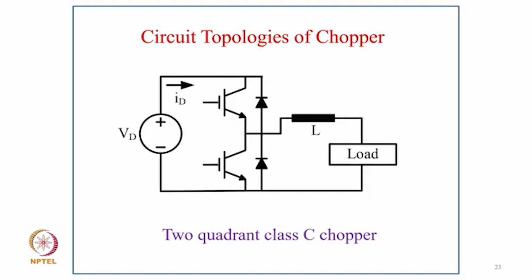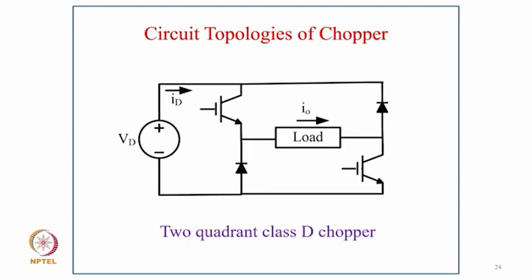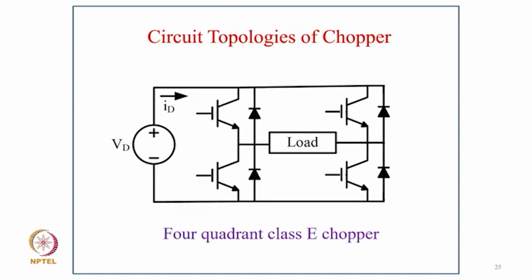Then we have a 2-quadrant chopper. This 2-quadrant chopper can step down as well as step up. Both functions are in this chopper. Here is the typical circuit topology of this 2-quadrant chopper, where you have the step-down operation, and you can feed the energy back when you switch off the devices, sending the energy back to the source.